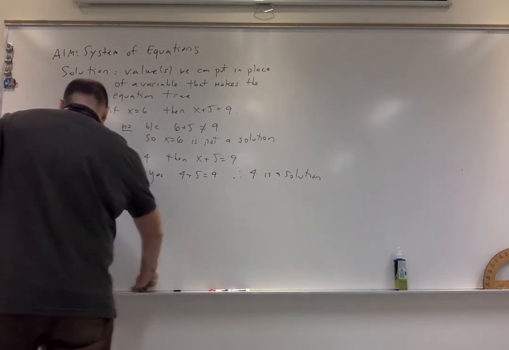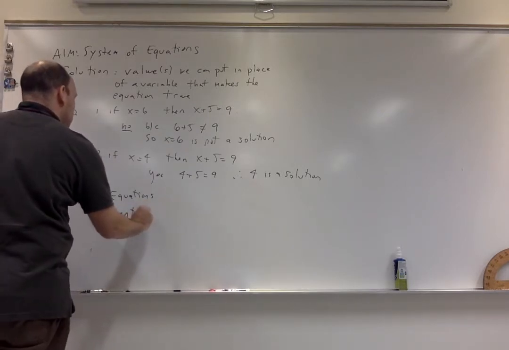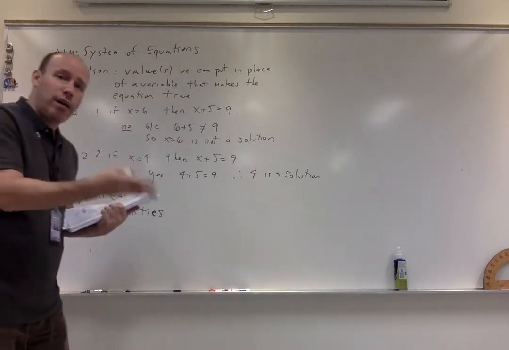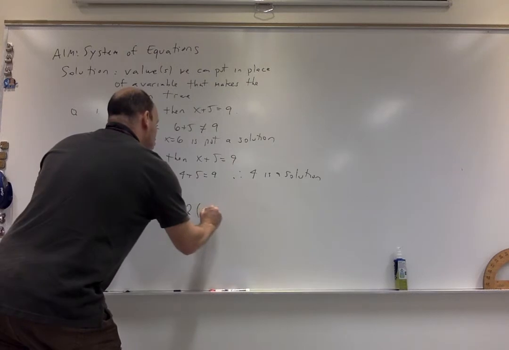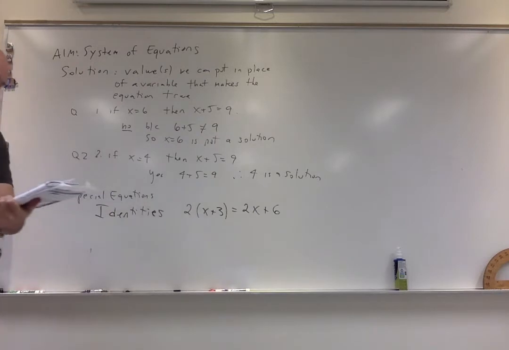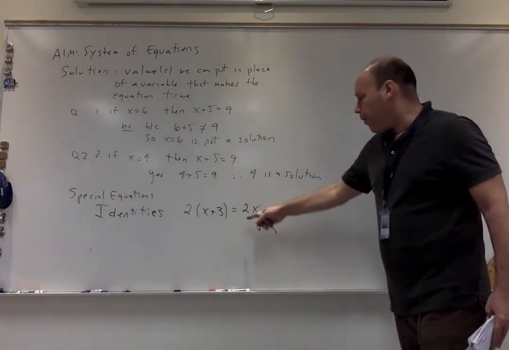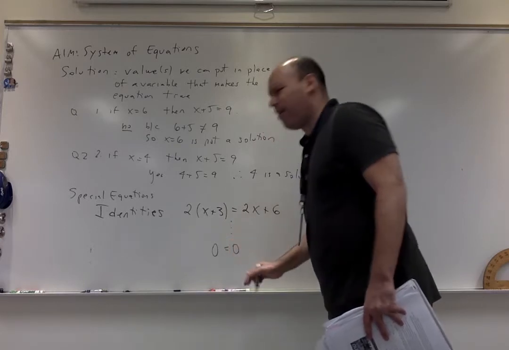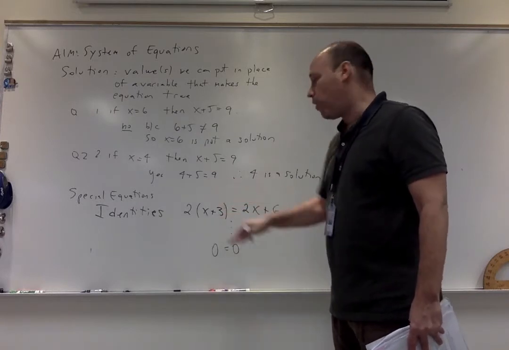The first thing is called an identity. Identities are important because they allow you to replace one expression with another expression. So, for example, 2 times x plus 3 equals 2x plus 6. You look at this and you begin to solve it, and what you notice is that you end up with 0 equals 0. So what does that mean? Well, that means that this is always true for every single x.